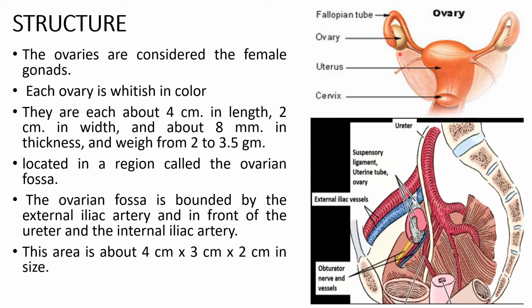Here you can see the ovary, which is situated lateral to the uterus, oval in shape and whitish in color. Here you can see the placement of the ovary, that is the ovarian fossa. In front you can see the external iliac vessels, and behind you can see the obturator nerve and vessels and the internal iliac artery, and here you can see the ureter. These are the boundaries of the ovarian fossa: external iliac vessels, internal iliac artery, obturator nerve and vessels, and the ureter. This area is called the ovarian fossa.